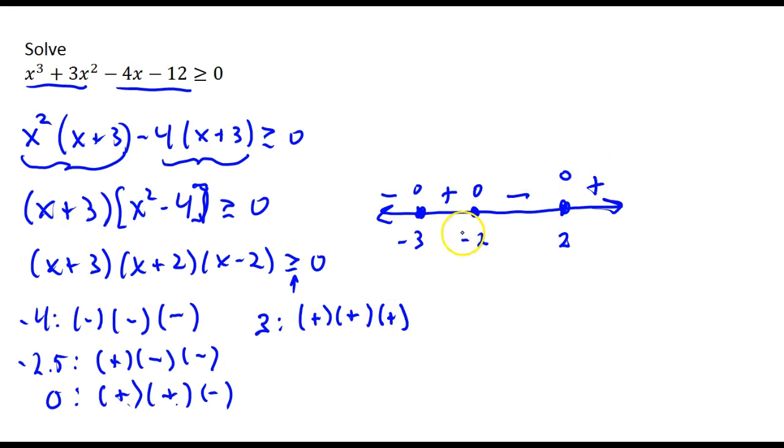Okay, so what regions do we want to shade? We want all the regions that make this polynomial greater than or equal to 0. So I'm going to pick the positive regions because those are where it's greater than or equal to 0.